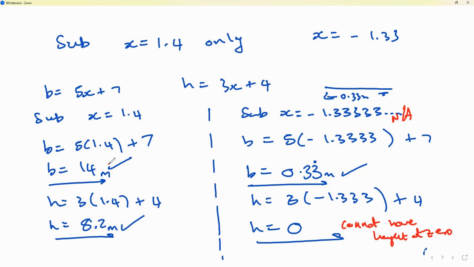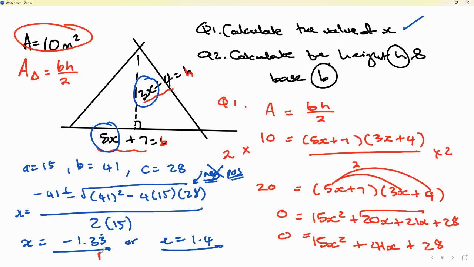The final answer here would be b equals 14, h equals 8.2 for part 2, right? For part 2. And now that means we have to put not applicable over here also, indicating that it's something that we do not want.